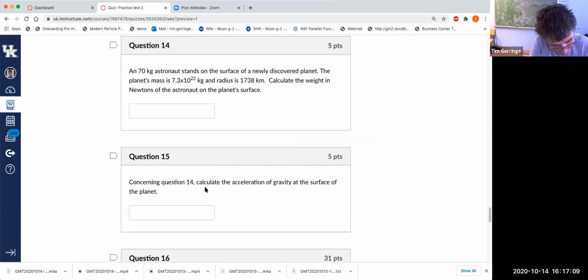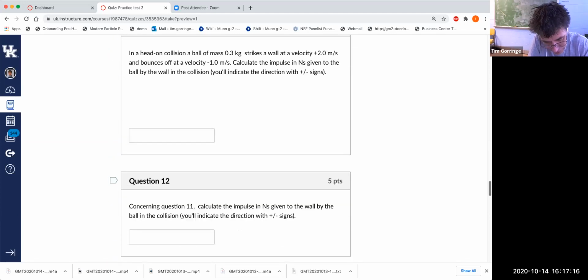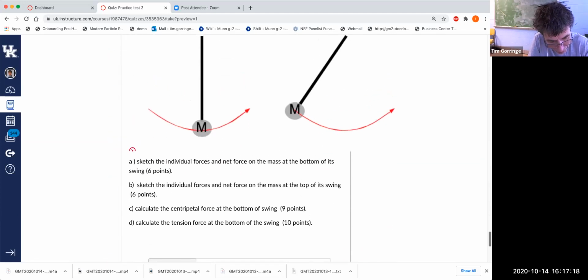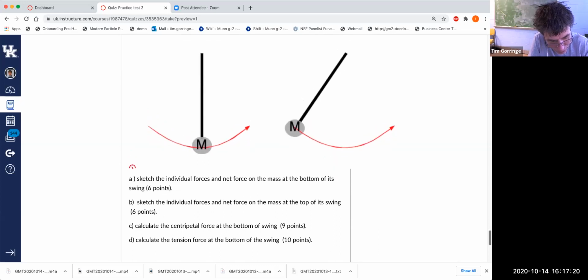Okay, now we're on to the last problem. This is a fully worked out problem where it's important that you show all your working out to get all your partial credit. And as you know, I like drawing diagrams of forces. So we're asked to draw some diagrams in this and do some calculations.